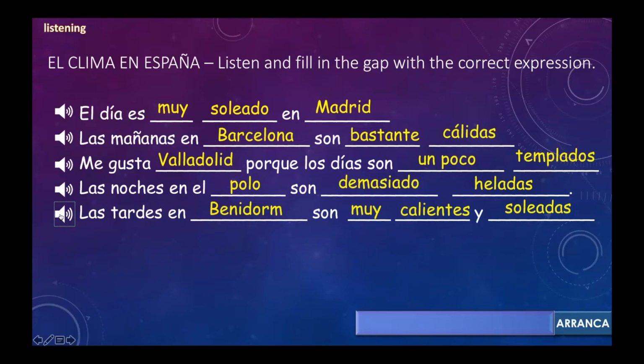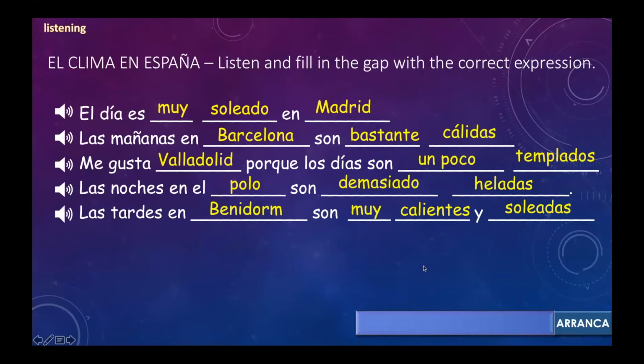That's brilliant. So as you can see, these sentences are using those emphasizing words such as muy, bastante, un poco, but also keep an eye on the masculine or feminine of the word. So for instance, noches is feminine, so we need to say heladas. You do not have to apply that change to the emphasizing word, because the emphasizing word basically just improves or boosts the meaning of the adjective.